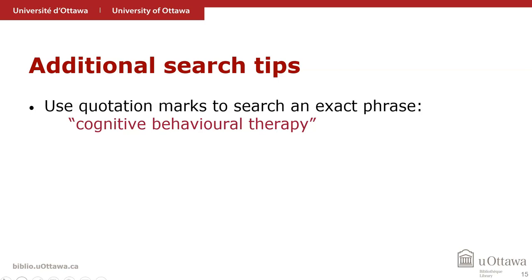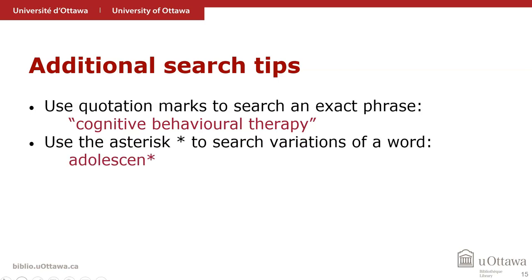In my example here, I want to search the term cognitive behavioral therapy as a phrase. If I didn't use the quotation marks around the search term, the keywords may not appear next to each other in the results. One keyword might appear in the title, and the other might appear in the abstract. That could mean some search results will be off-topic or less relevant to my research question.